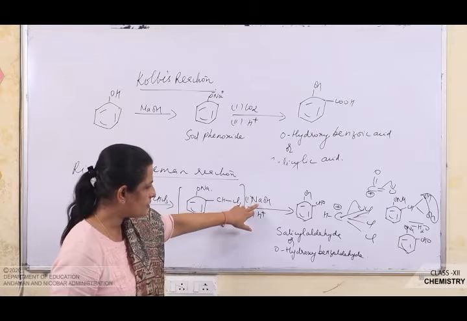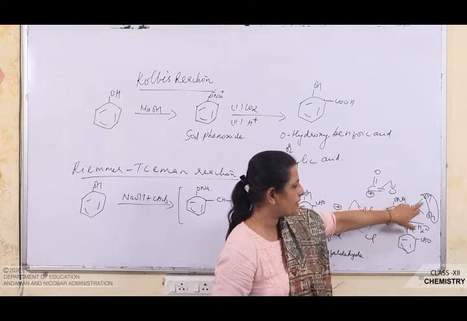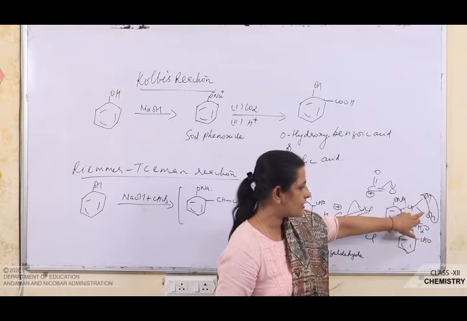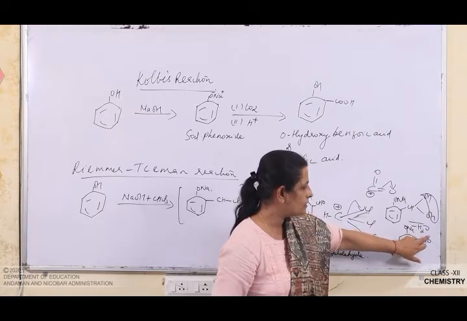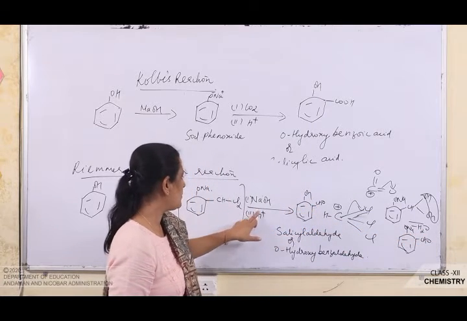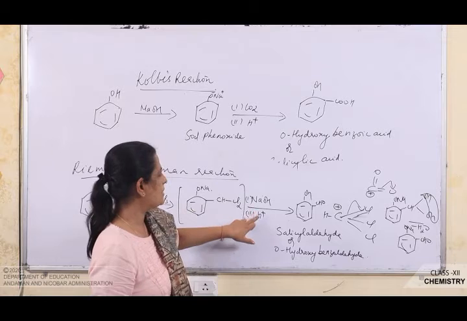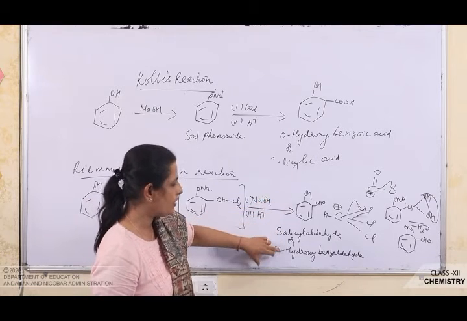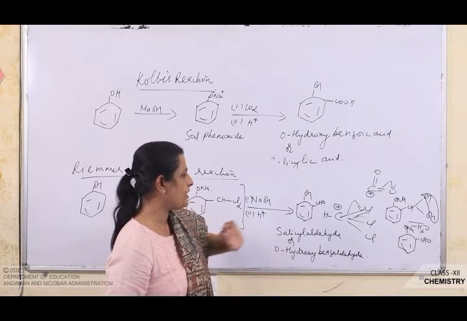This is again treated with sodium hydroxide. The two chlorine atoms are replaced by what? OH, and since it is not stable it loses a molecule of water. So you get what? CHO. Then Na is replaced by H plus. So you are getting salicylaldehyde or orthohydroxybenzaldehyde.